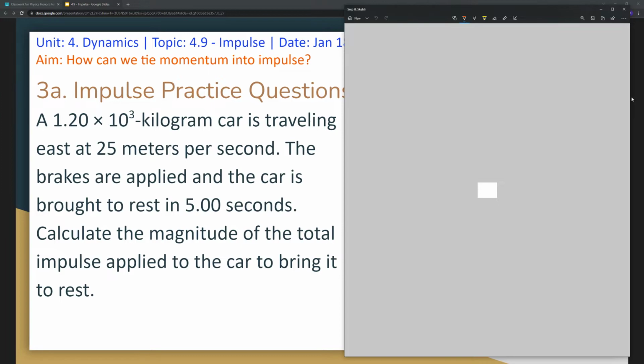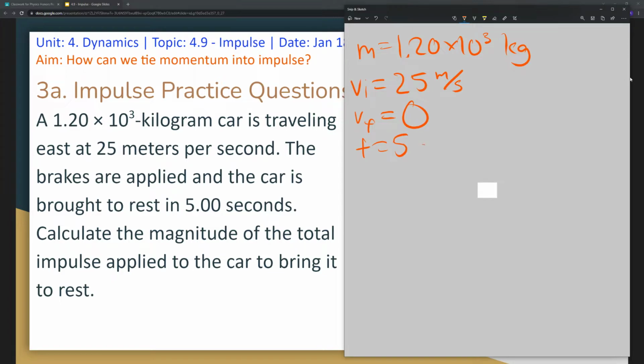All right. So you have a 1.20 times 10 to the third kilogram car traveling east, so you have an initial velocity of 25 meters per second. The brakes are applied and the car is brought to rest. Since the car is brought to rest, your final velocity is 0. Your time is 5 seconds. And they also say calculate the magnitude of the total impulse. So they want impulse, they want J.